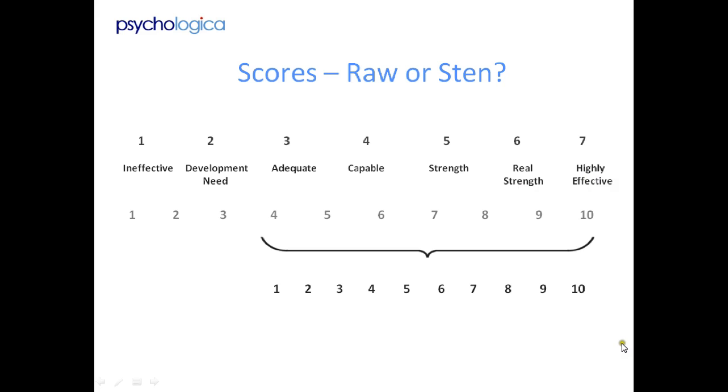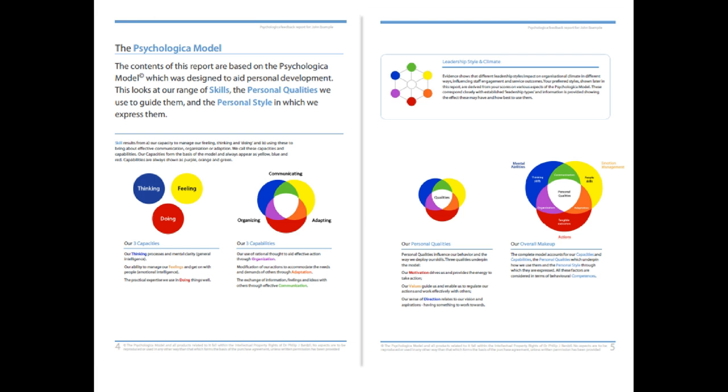So it's important to decide whether a raw score or a STEM score will be used according to the group of people that you're working with. The following pages 4 and 5 explain the background of the Psychologica model in fairly simple terms that should be understandable to your client. It's preferable that you will have looked at the video, explain the model in a bit more detail, and you can summarize this for them.